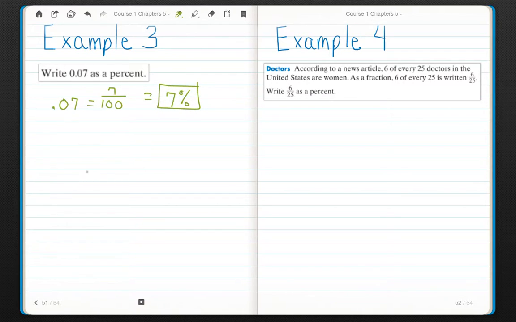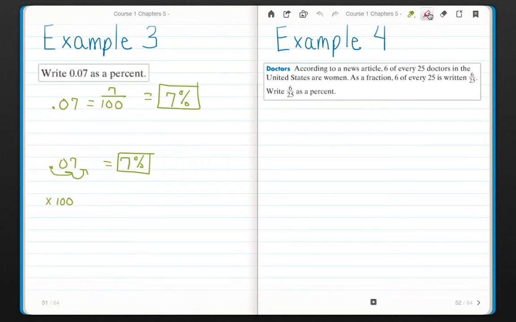7%. The other option, method 2, is this time I'm going to multiply by 100 and move the decimal 2 places to the right, equaling 7%. Again, either method works. Try them both out and decide which way works best for you.